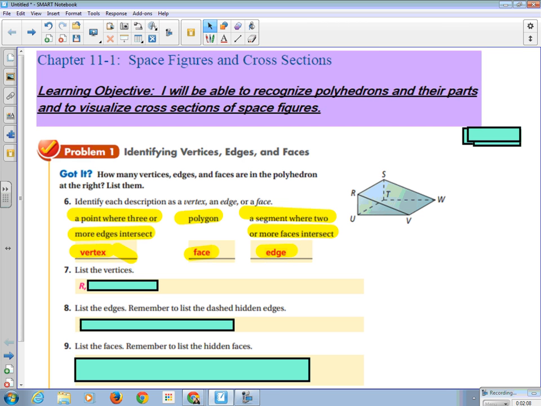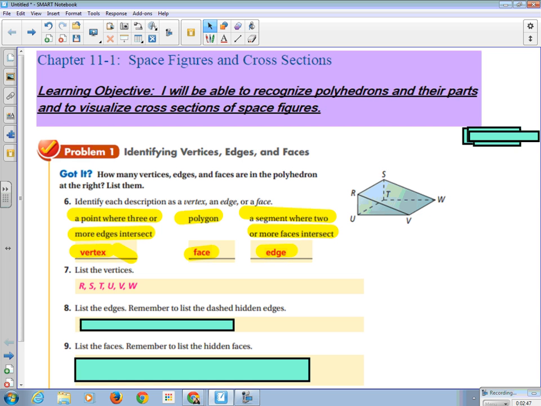So right now R is a vertex. If I was talking to my kindergarten friends, I would say it was more like a corner. So a vertex and a corner are kind of the same item. So S is on the back top corner. T is in the back bottom corner. U is a front left corner. V is this corner here, and W is the back right corner.